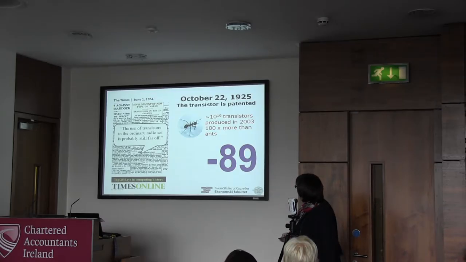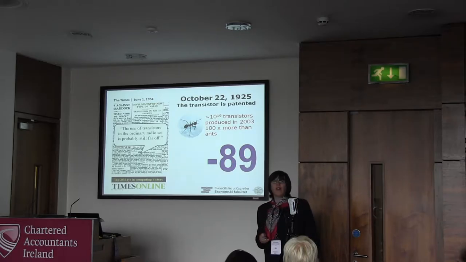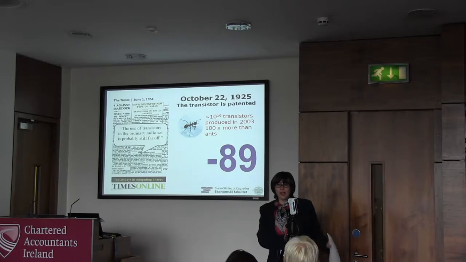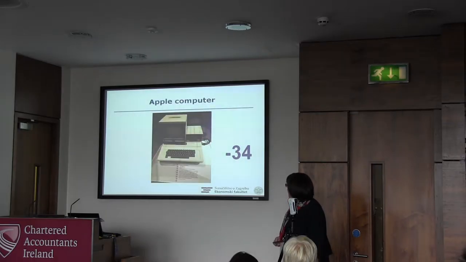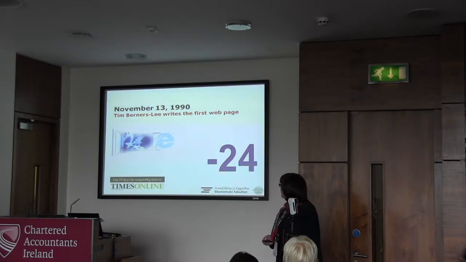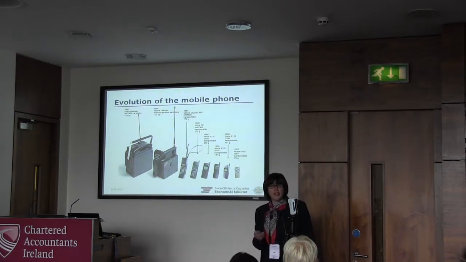1925, 89 years ago, and in 1955, the Times said that use of transistors in an ordinary radio set is probably still far off. So 30 years passed from when the transistor was discovered, and the implementation was not even ahead. But then, this is 34 years ago, and then 20 years ago is the first website, and then this is a mobile phone from Nokia in 1982. 2002. So see how the product changes in 20 years.